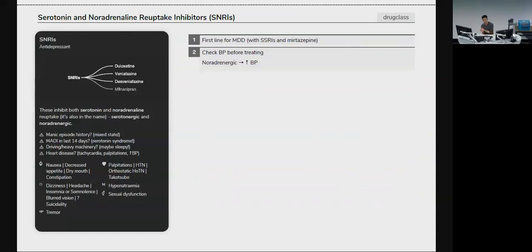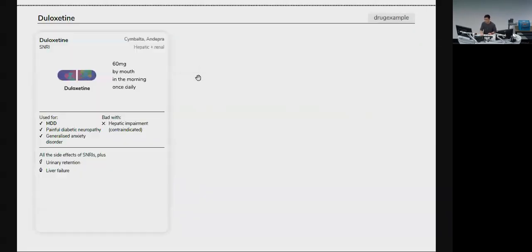So the next class of drugs are SNRIs, which are first line for major depressive disorder, along with the SSRIs, which I just talked about, and mirtazapine, which I'll talk about next. So SNRIs are like SSRIs, except you've just added on noradrenaline. So you've got serotonin and noradrenaline reuptake inhibitors. Oh, I should mention, sorry.